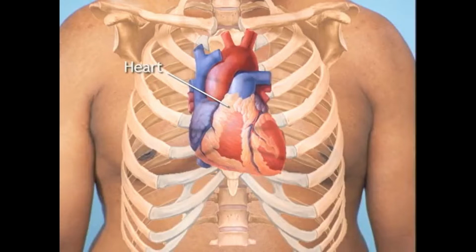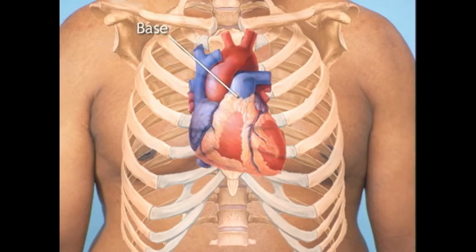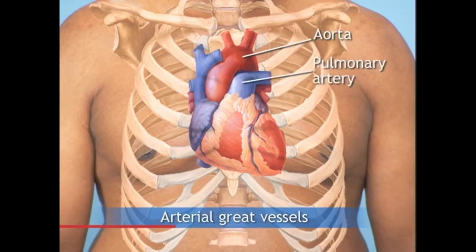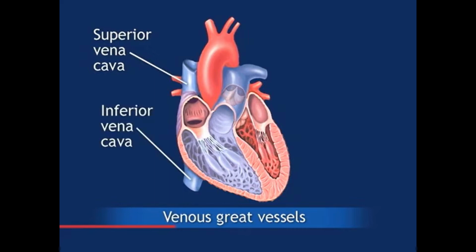The heart is situated centrally in the chest, protected by the sternum. The top of the heart is called the base, while the bottom of the heart is called the apex. The arterial great vessels include the aorta and the pulmonary artery. The venous great vessels consist of the superior vena cava, inferior vena cava, and the pulmonary veins.